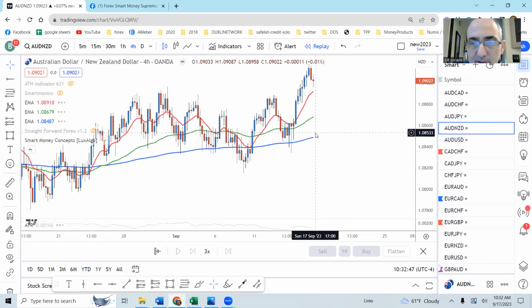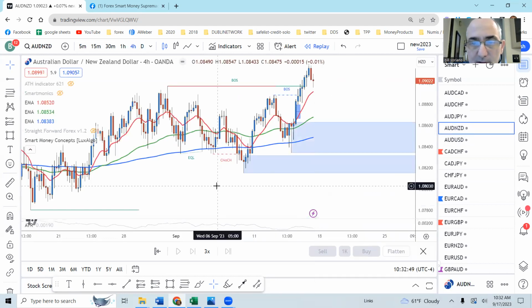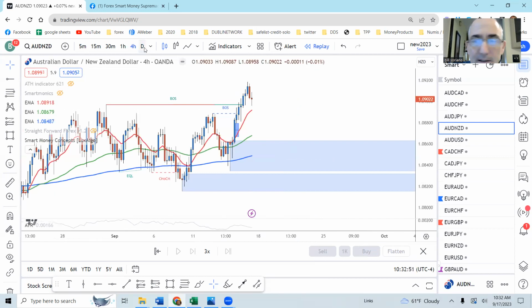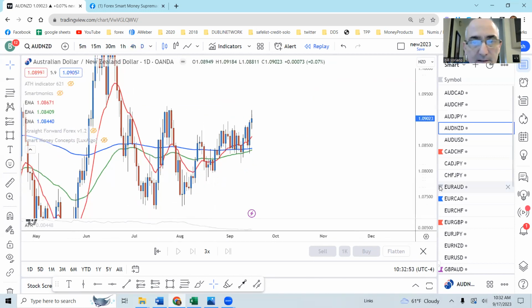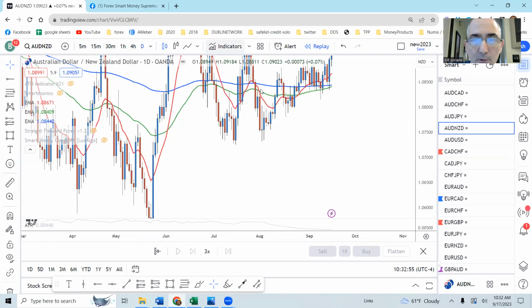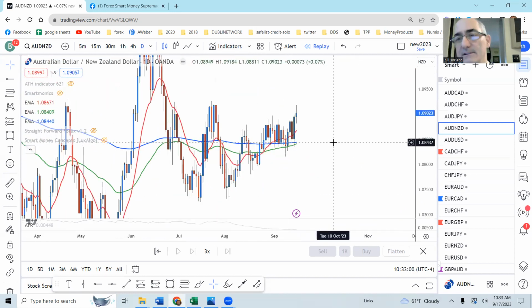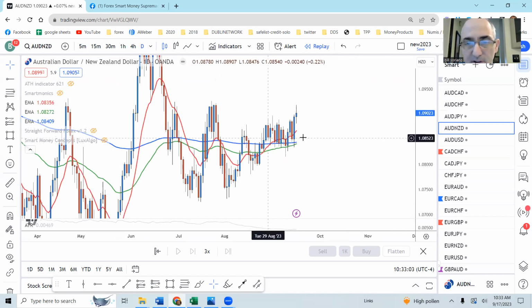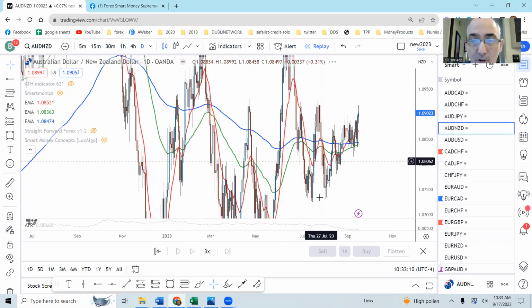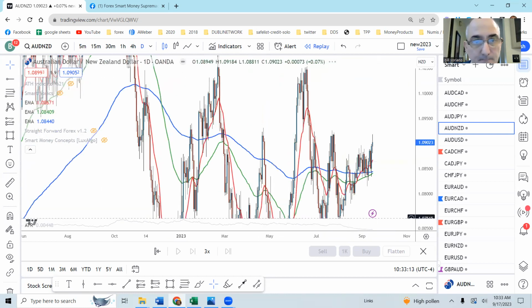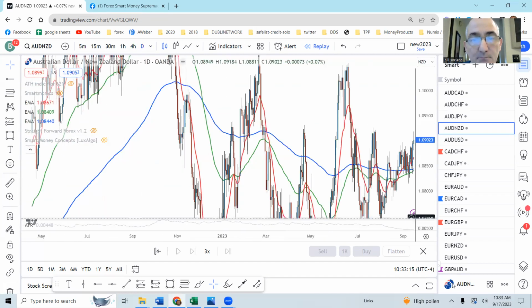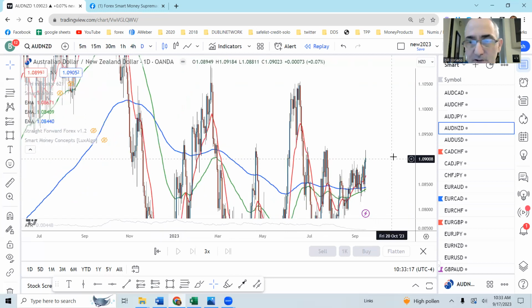AUDNZD. Let's just remove all the drawings on this. And again, if we look at the daily chart, what are we going to see? We're going to see bullish price action, right? This one's a little bit hard to determine. If you look at the moving averages, they're kind of right on top of each other. So right now, though, the bias is bullish, okay? It's hard to tell by looking at the chart, even if you zoom out, right? The last move down really seems to be bearish, right?